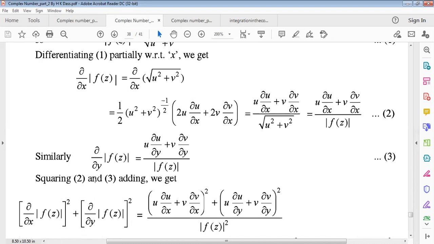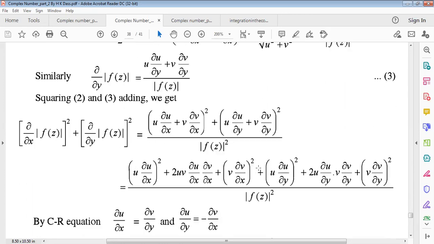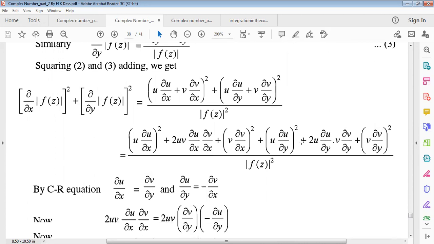Now squaring 3 and 4, squaring this square and this square, then adding, this whole square plus this whole square. So the absolute value of f of z whole square will be the LCM, this square plus square. Now a plus b whole square formula is a square plus twice ab plus b square. This is also an a plus b whole square formula.